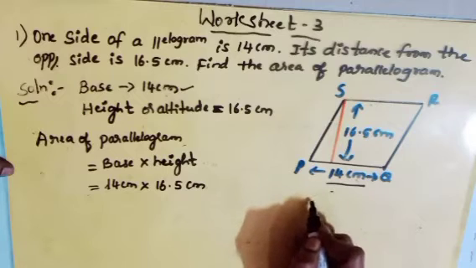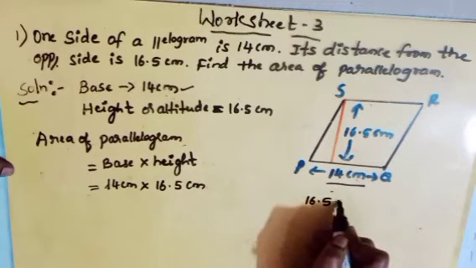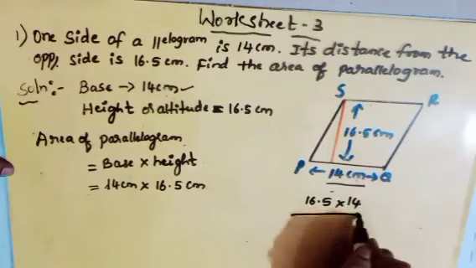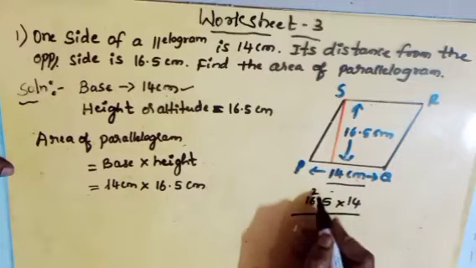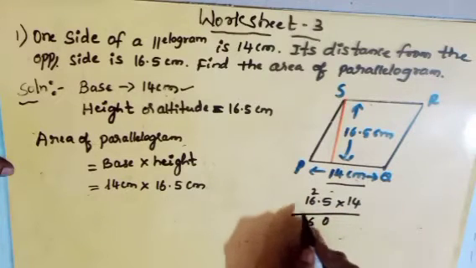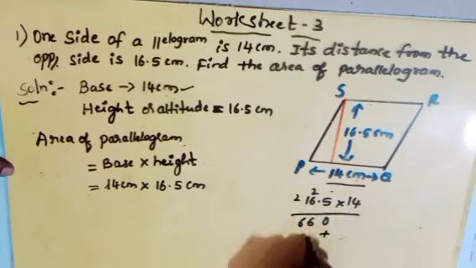So what will we get? 16.5 into 14. Next, 4 5s are 20. 4 6s are 24 plus 2 is 26. 4 1s are 4, 5, 6. Next, 1 5 is 5. 1 6 is 6. 1 1 is 1. 11, 12, 13.